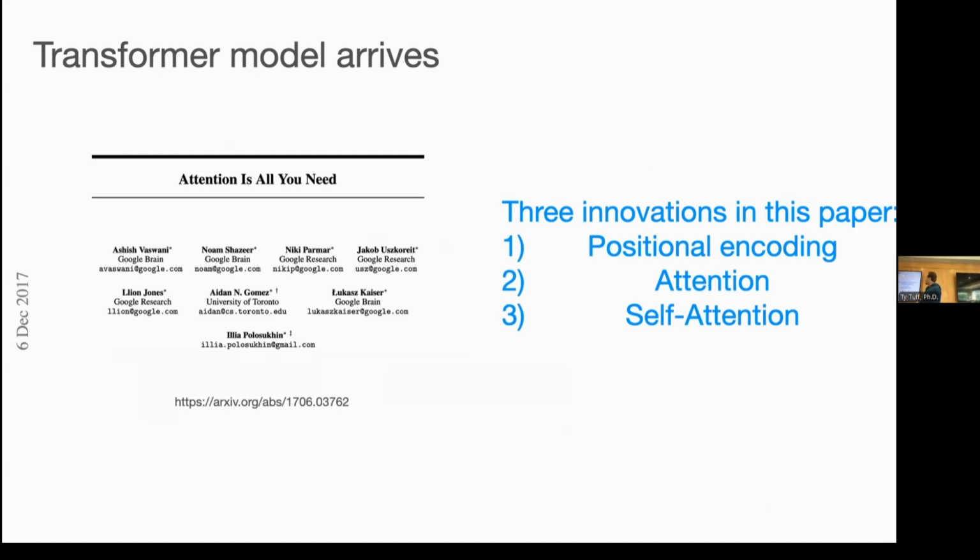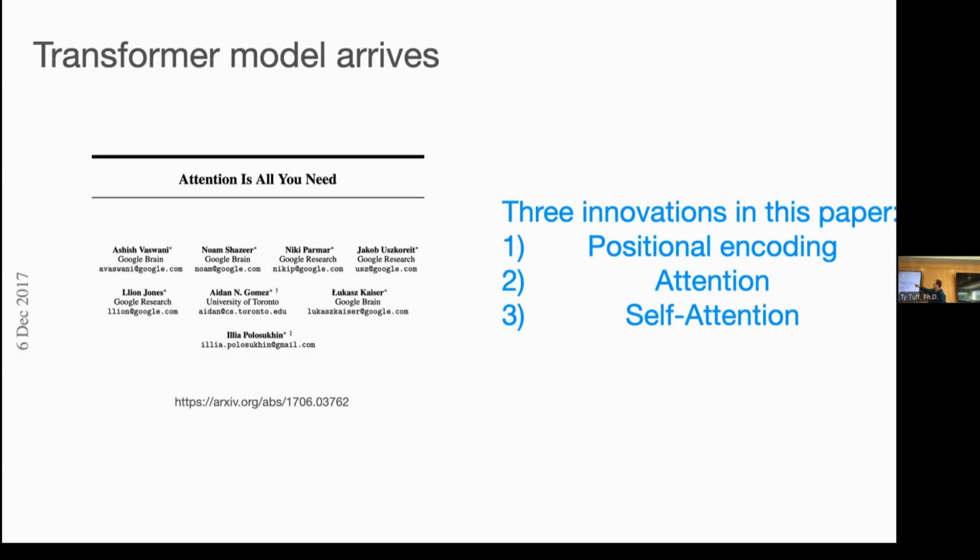And they came up with this new method. The paper is called Attention Is All You Need from 2017. This is the seminal paper in LLMs. People have this framed and hanging on their wall in their office for sure. And the things that came were positional encoding, attention, and self-attention.